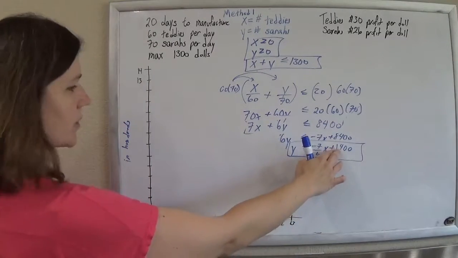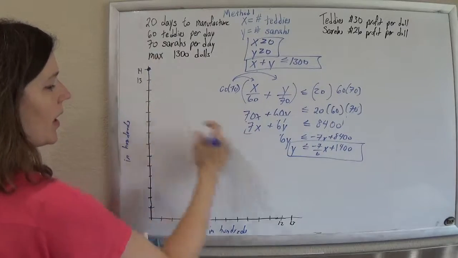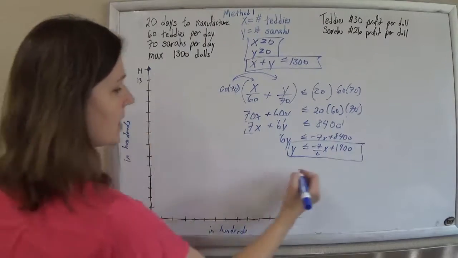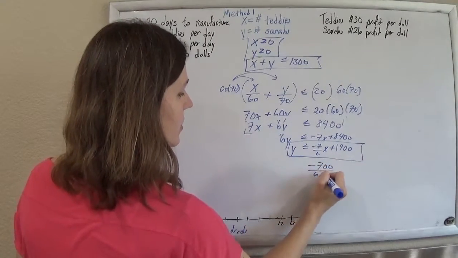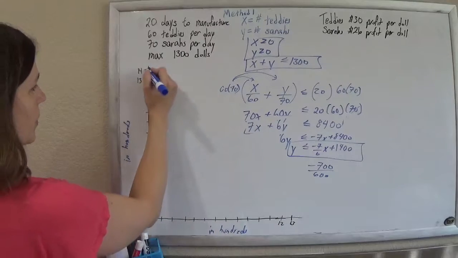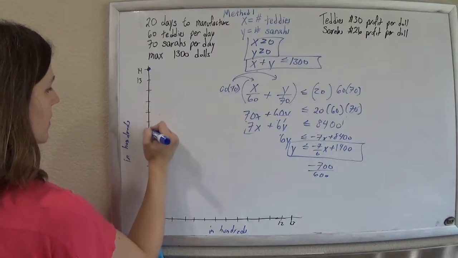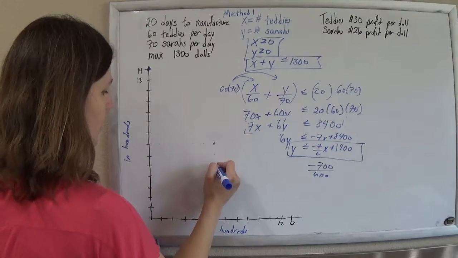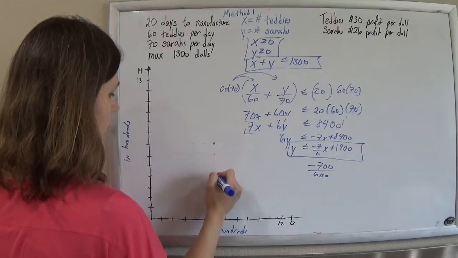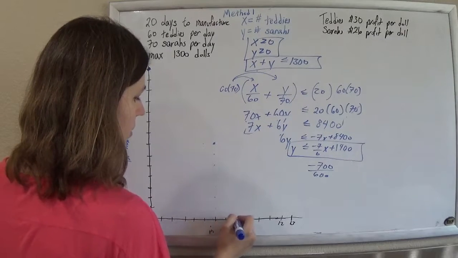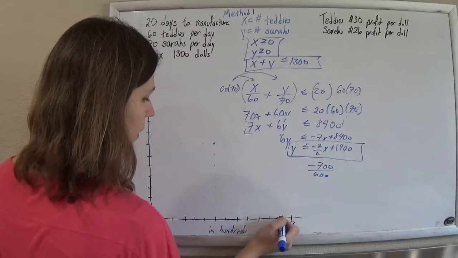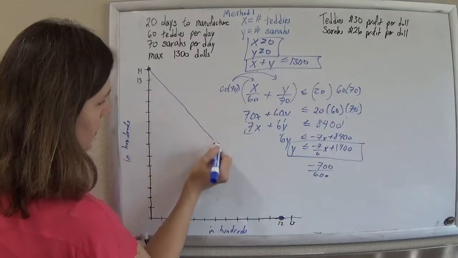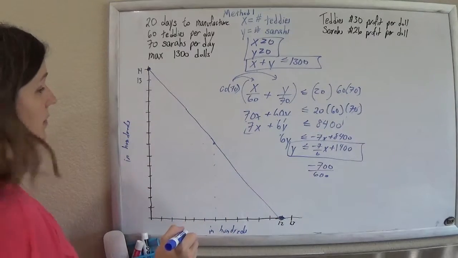So I have a y-intercept of 1,400, so I'm going to start there, and I have a slope of negative 7 over 6. So instead of going down 7 and over 6, that's the same thing as negative 700 over 600. So I want to go down 1, 2, 3, 4, 5, 6, 700, and over 1, 2, 3, 4, 5, 6. So it's nice scaling. That puts me at the 12 down there. So 14 on the y-intercept, coming down to 12 on the x-intercept.